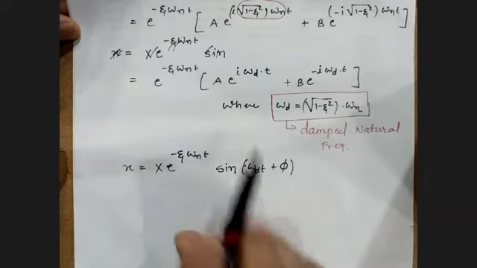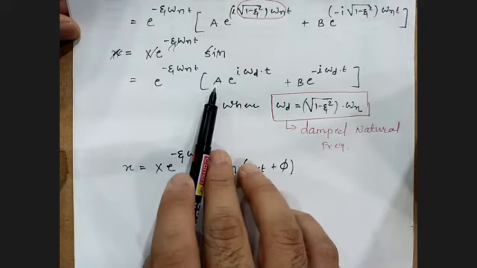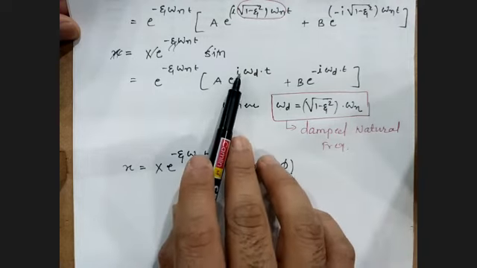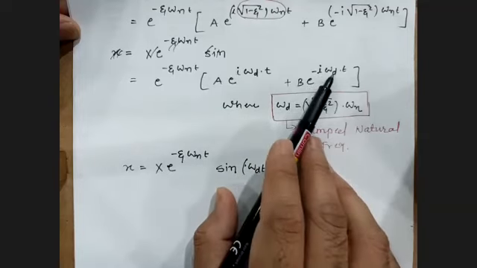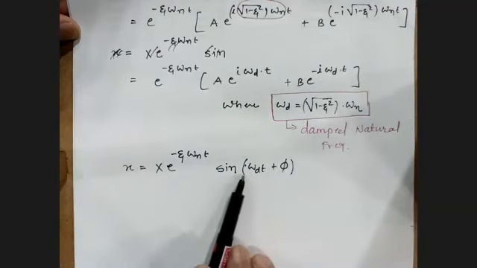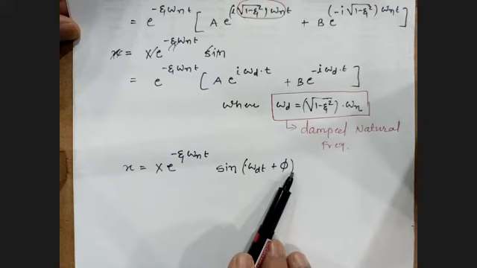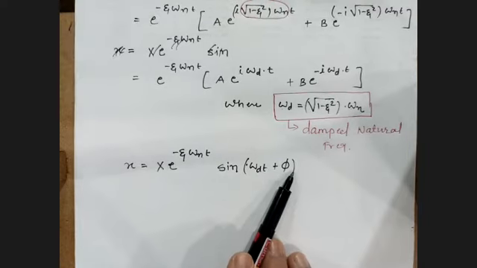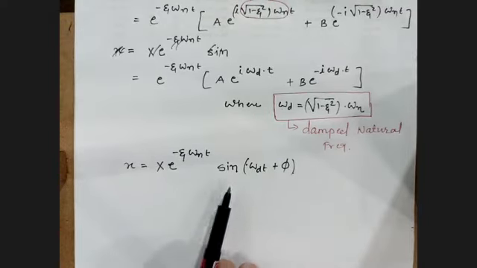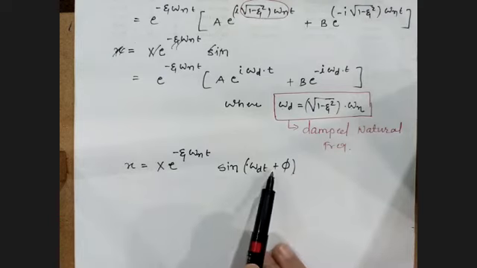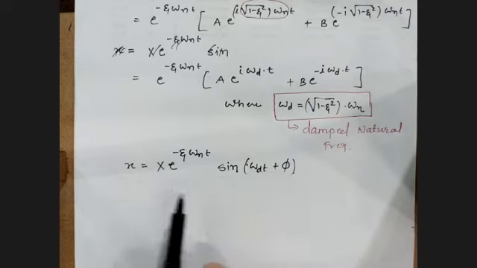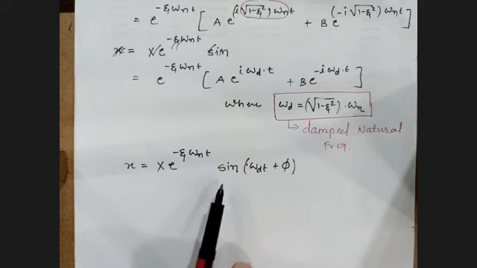So we can replace this term, a e raised to ix plus b e raised to minus ix, and write it like sine of x plus phi. Okay, sine of x plus phi. This is the mathematical term. So we can write the solution of this equation in this form, right? This being the solution of this equation.